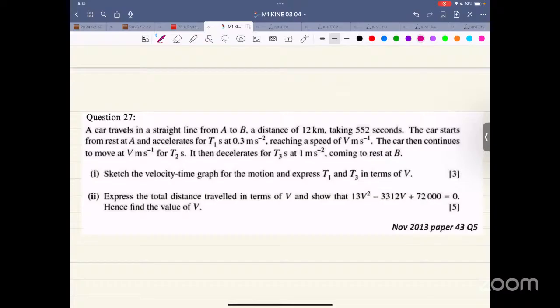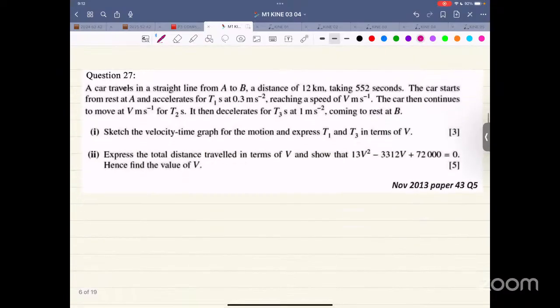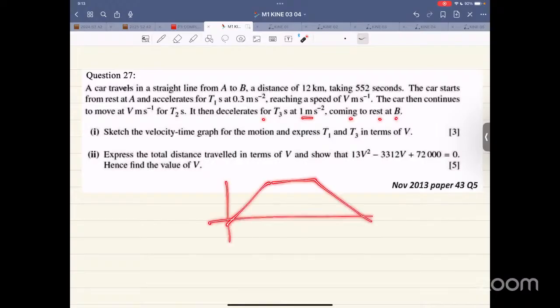So now over here, let's look at this question. It says a car travels in a straight line from A to B, a distance of 12 kilometers, taking 552 seconds. The car starts from rest and accelerates for t1 seconds at 0.3 meter per second square, reaching a speed of v. The car then continues to move at v for t2 seconds and then decelerates at 1 meter per second square, coming to rest. So by this time, you should have a mental map ready that it would be something like this. Got it?